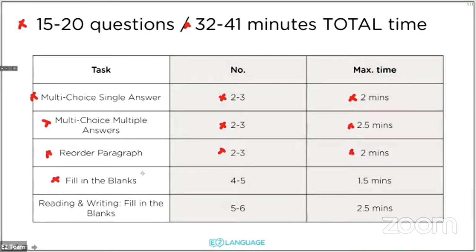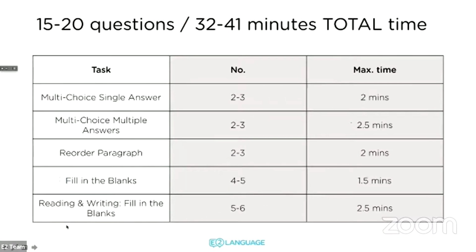Fill in the blanks, you'll get about 4 or 5. They're pretty quick. You can do those in about 1.5 minutes, maybe 2 minutes. Reading and writing fill in the blanks are probably the longest, actually. You'll get 5 or 6, and you should spend a good 2.5 minutes on them. So that's the kind of duration you should be aiming for while you do your reading. In this one, I'm going to time you so you know how long you're going for, okay?